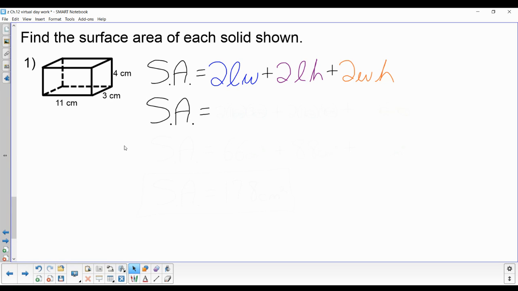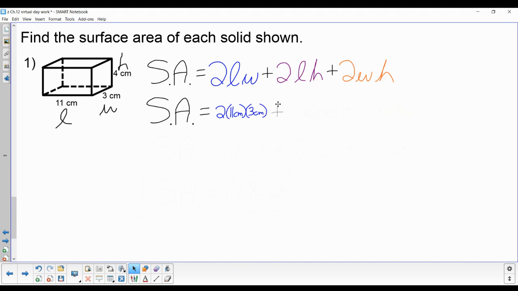Now to do this, you do need to remember what each measurement is. So for example, I'm going to say that 11 is the length, 3 is the width, and 4 is the height. Once I have a measurement for each thing, or each thing is labeled, I can plug in. The 2 is a 2. The length we just said was 11 centimeters, and the width is 3 centimeters.